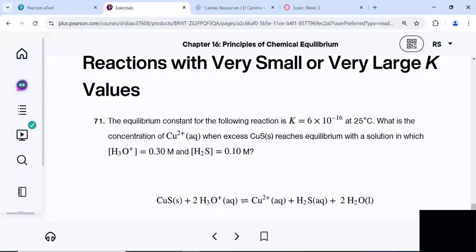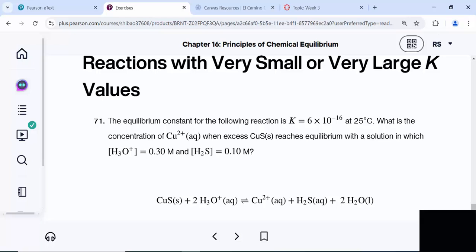So the equilibrium constant for the following reaction is 10 to the minus 16, which is very, what? Very small. At 25 degrees C. What is the concentration of copper 2 plus when excess CuS reaches equilibrium with a solution in which the hydronium is 0.30 molar and the H2S is 0.10 molar?